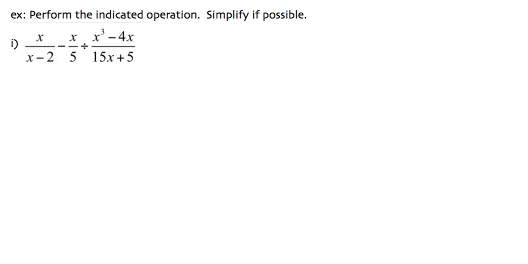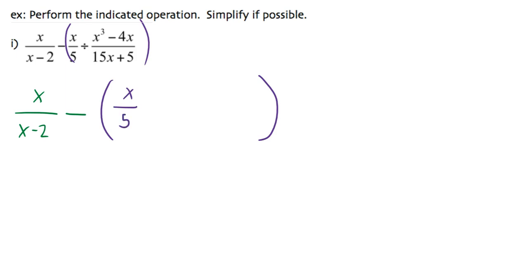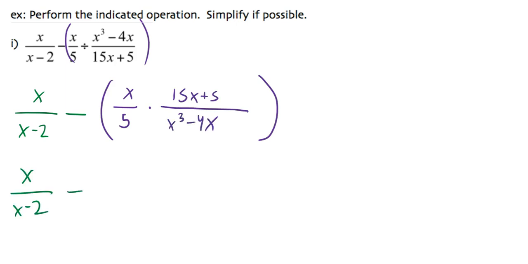this problem. We haven't seen one like this before, but everything we know in math can lead us to how to do it. We have a minus and we have a division. Order of operations says take care of the division problem first. To complete the division problem, I do keep, change, flip, so x over 5 times 15x plus 5 over x cubed minus 4x. Then I complete the multiplication problem by factoring that second denominator.